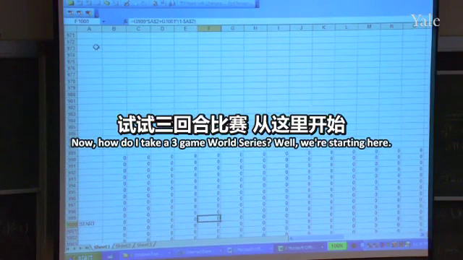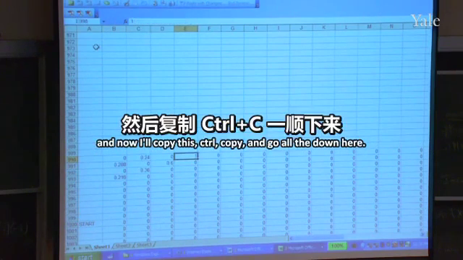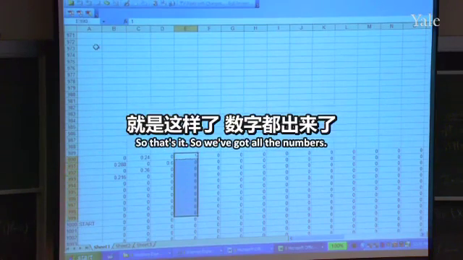Okay, now how do I take a 3-game World Series? Well, we're starting here. This will be game 1, game 2, game 3. So all I have to do now is put ones everywhere. Here, 1, enter, and now I'll copy this, control copy, and go all the way down here, because when you're above the middle, that's it. So we've got all the numbers.